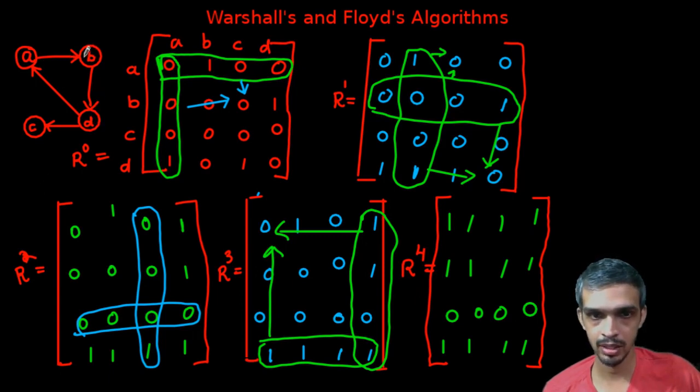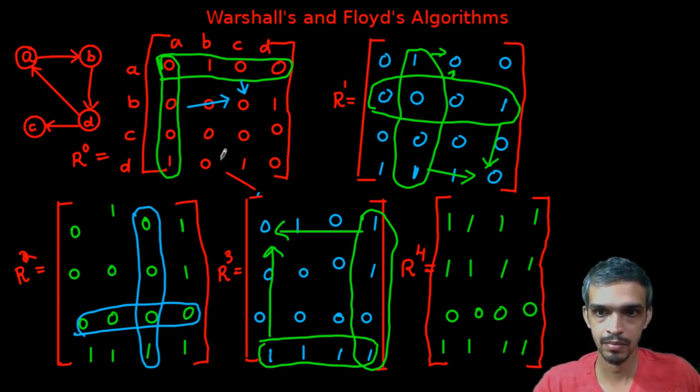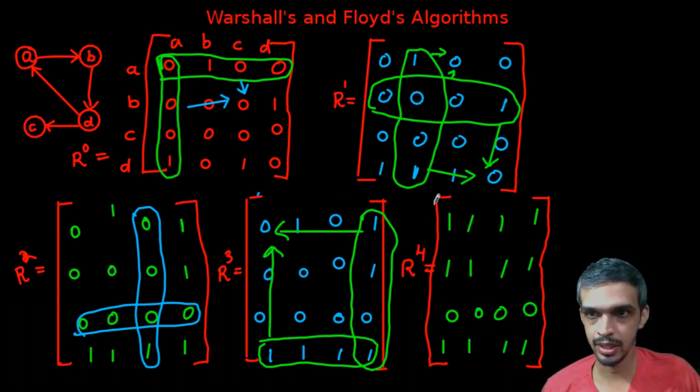A to B is reachable. A to C is reachable. A to C is reachable by moving A to B, B to D and D to C. Likewise.